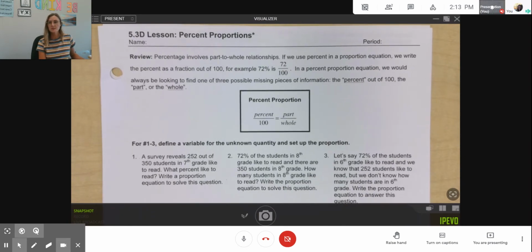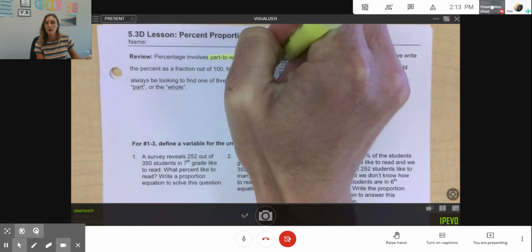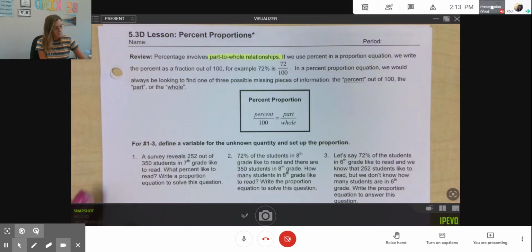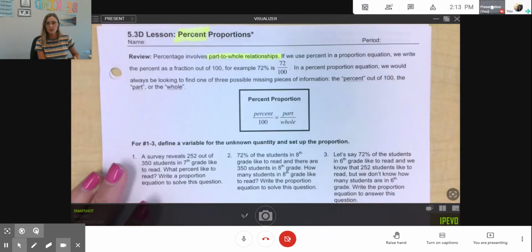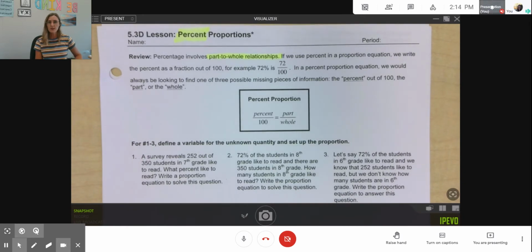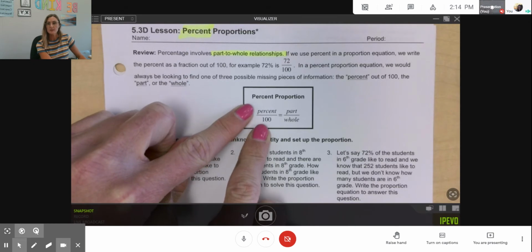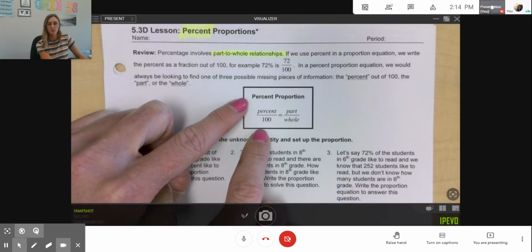So this says percentage involves part to whole relationships. Last lesson we talked about both part to part and part to whole, but when we're talking about percent of something, we're talking about the part to something whole. If we use percent in a proportion equation, we write the percent as a fraction out of 100, like so. For example, 72% is 72 out of 100.